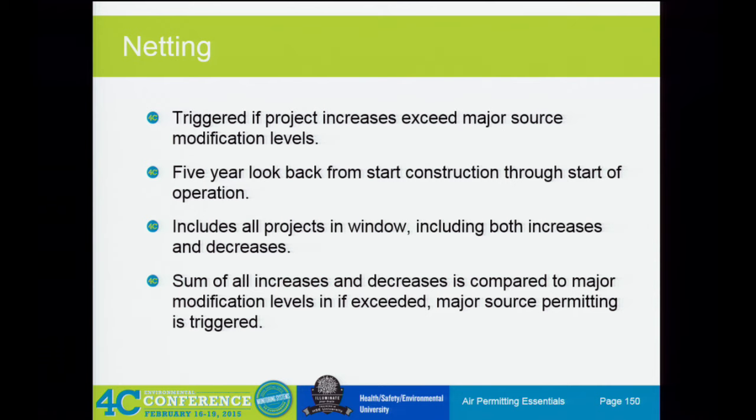And it's the sum of all the increases and decreases as compared to the major modification levels. And if that is exceeded, the major source permitting is then triggered. So after we've added up all of our emission increases and decreases, if they're above the major modification levels, that's when we trigger PSD or non-attainment.